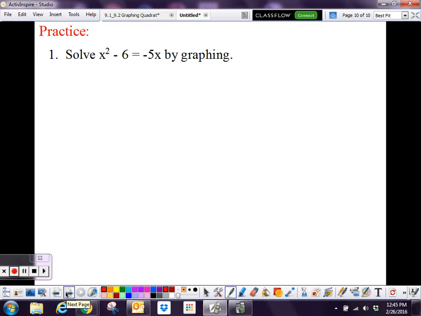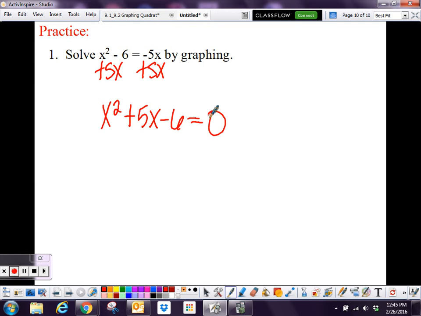Okay, let's go to this one. It says solve x squared minus 6 equals negative 5x by graphing. All right, I got to get this negative 5x to the other side first. So I have x squared plus 5x minus 6 equal to 0. Okay, make sure those are in the right order. It actually doesn't matter for the calculator. It'll figure it out, but you want to be in the habit of writing those in the correct order.